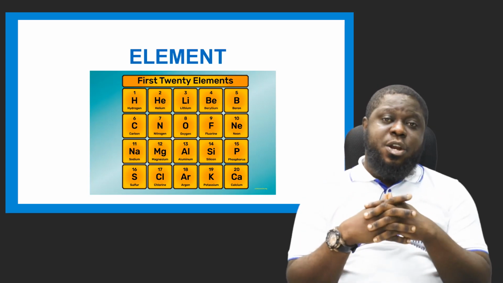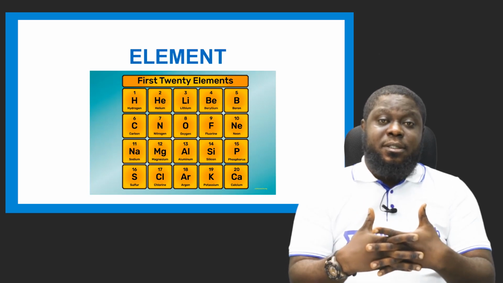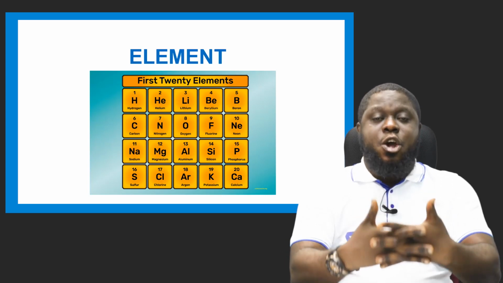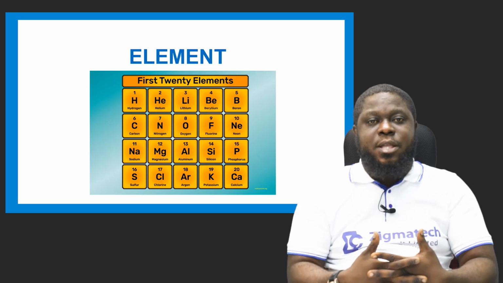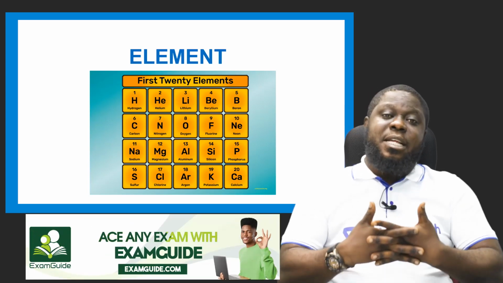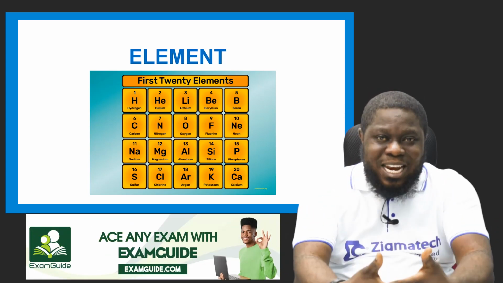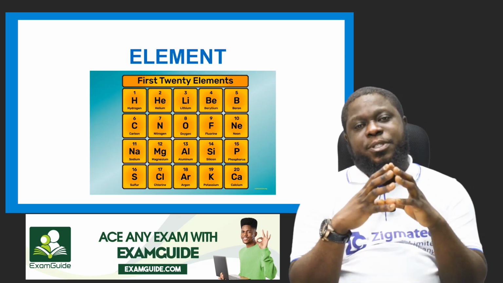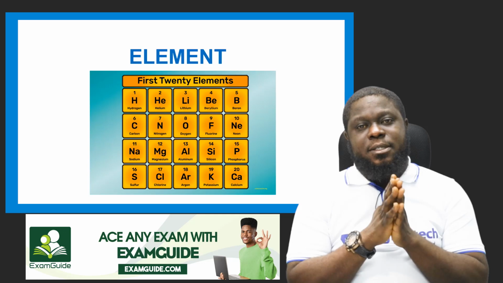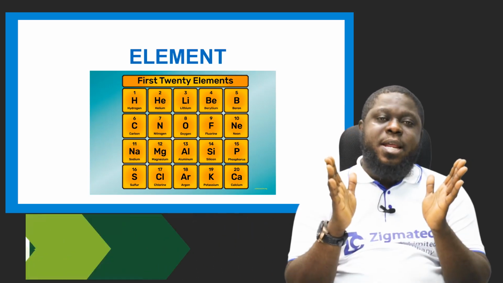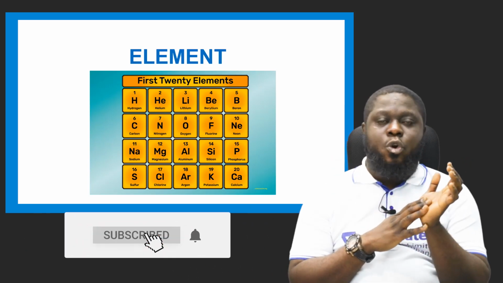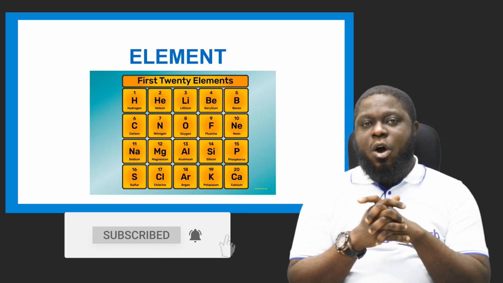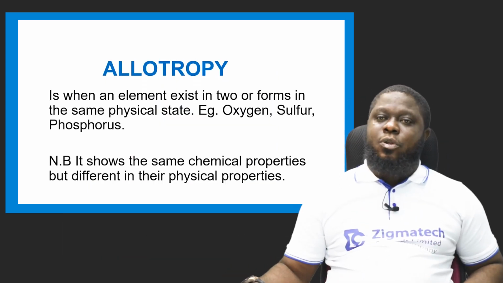An example is oxygen. Oxygen is a gas, and it can exist as a liquid when it reacts with hydrogen. It can still exist as a liquid when it's put inside a liquid. So in this context, oxygen can exist in 2 physical states. And when this is done, it's called allotropy. Now, what is allotropy?